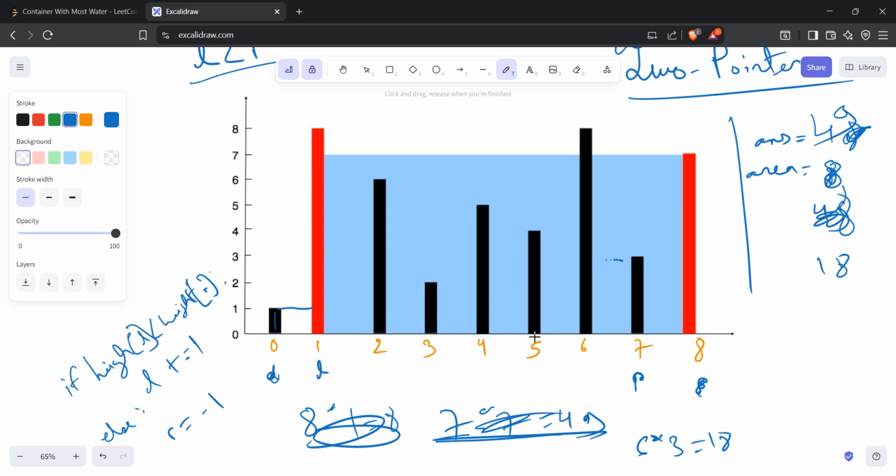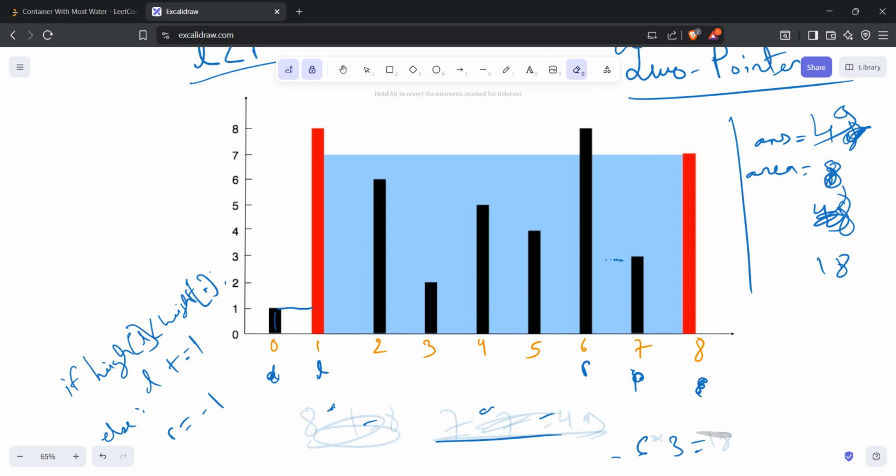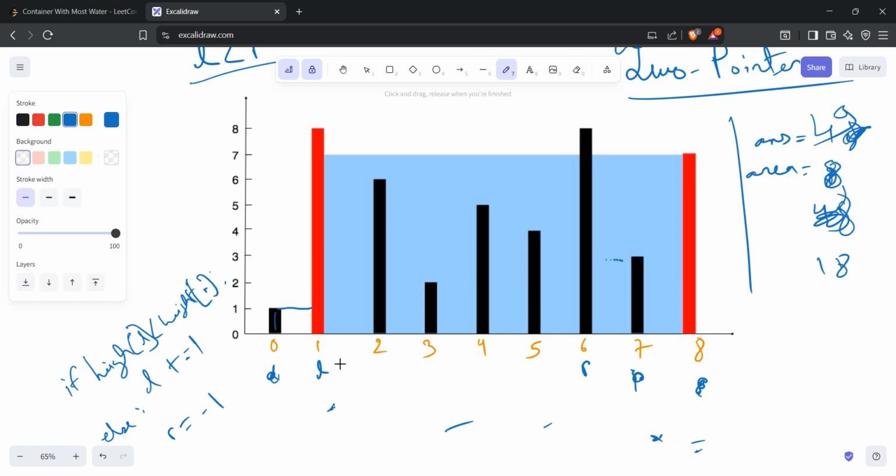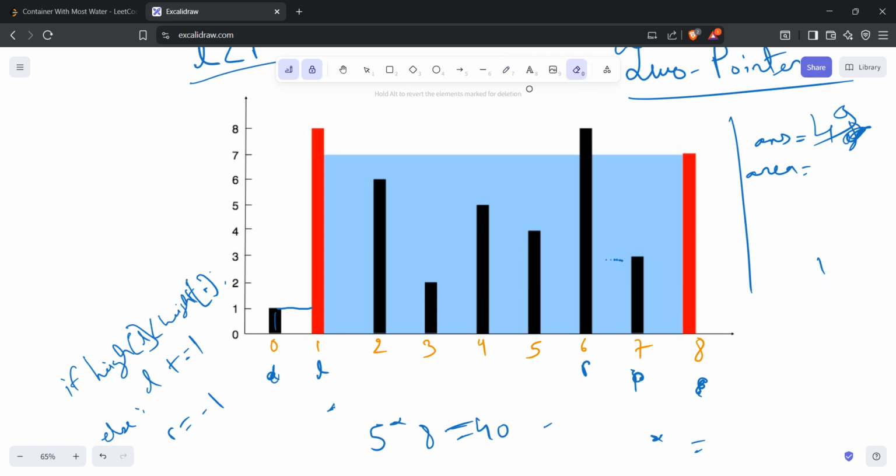Now is height of left less than height of R? No, that means we have to move R towards the left. Now let me erase this. For the current situation, the length is 6 minus 1, that is 5, into the minimum. Their heights are the same, that is 8. So 5 into 8 is 40. The area is 40. Is 40 greater than 49? No, that means we don't update the answer variable.